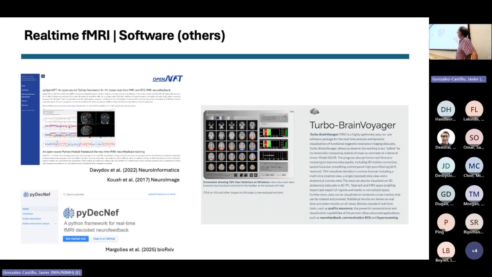Then there is the Turbo Brain Voyager option, which has been used in a lot of experiments, but it requires payment. And I'm sure there are other packages out there. I picked these three because I think they are being actively maintained right now. Well, you go on the literature and there are some others, but on GitHub, it looks like they haven't been touched for years.